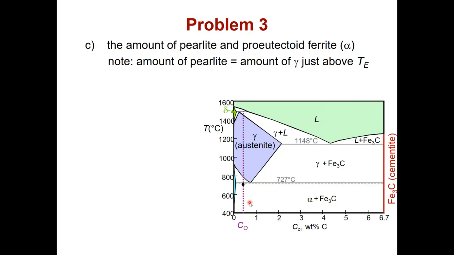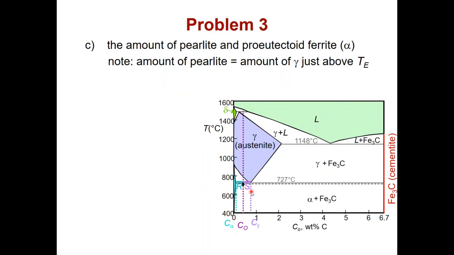Anyway, for this given composition of 0.4%, we've got to apply the tie line. However, as mentioned, if we compute the amount of gamma iron, then we can easily find the amount of pearlite that is produced. So this time we apply the tie line just above Te. This is the region where gamma is still in place. Now we have to compute the total length.